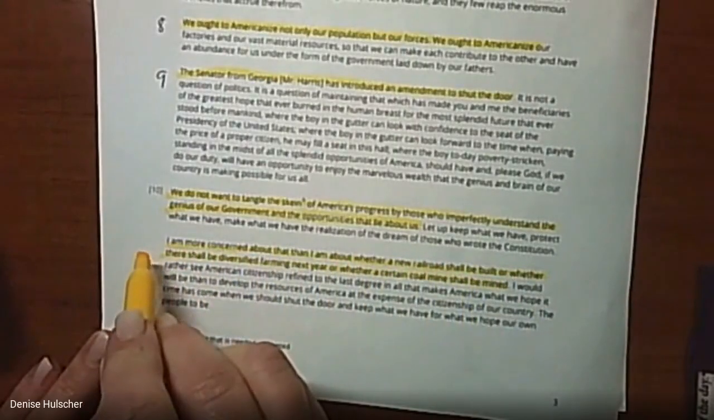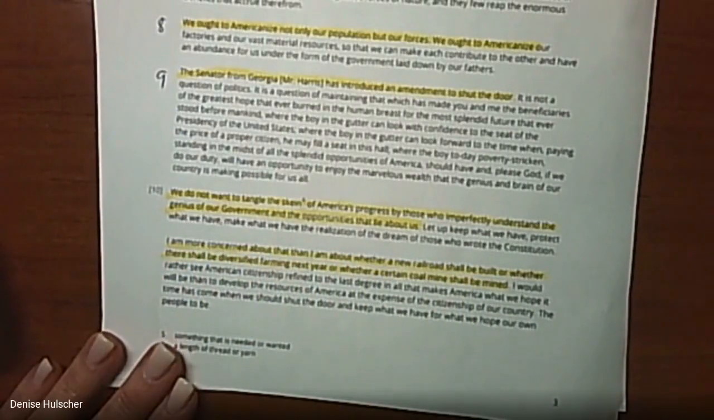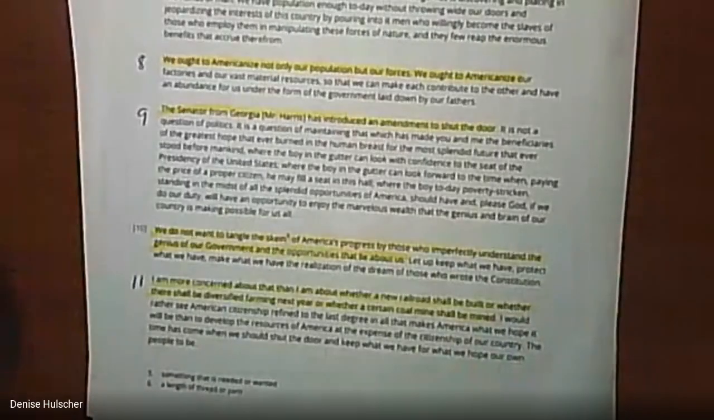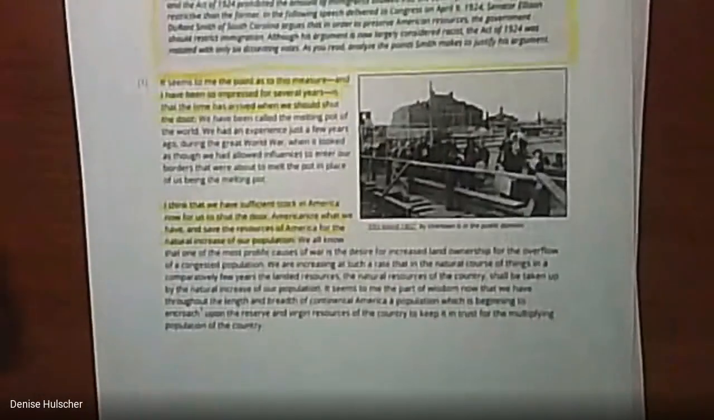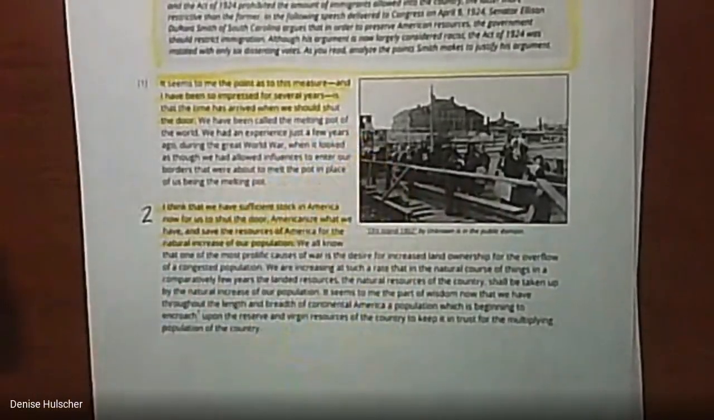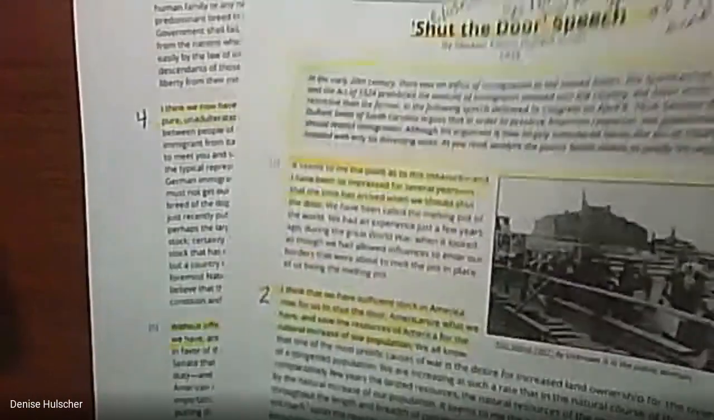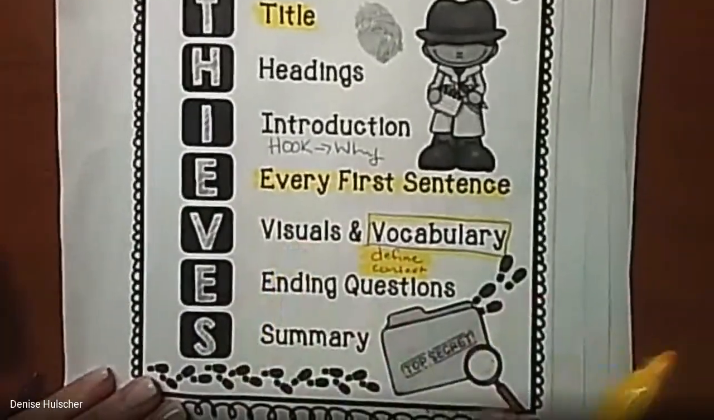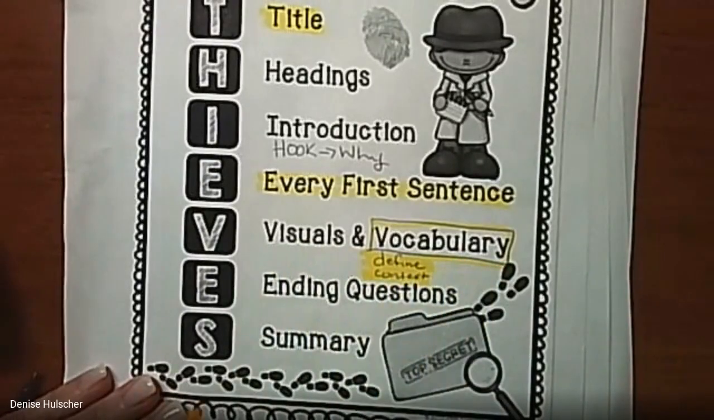Okay, and what number should I highlight this one as? You said 11, you're right, because they're going in order as I come down. And then on that last page, page 4, there actually is no text. Okay, we're going to come back and I'm going to label that as paragraph 2, and then it started at 3 on that next one. Okay, so we've got every first sentence done. Now we're going to look at our visuals and any vocab that's in the text.